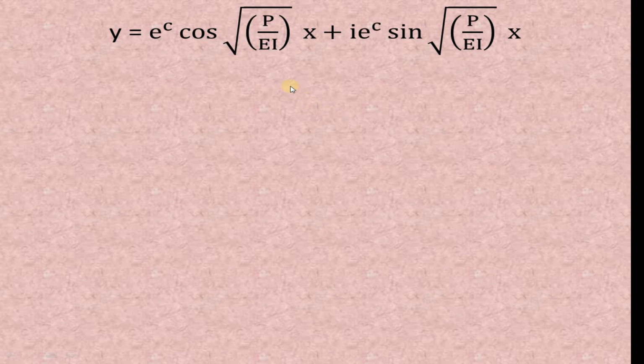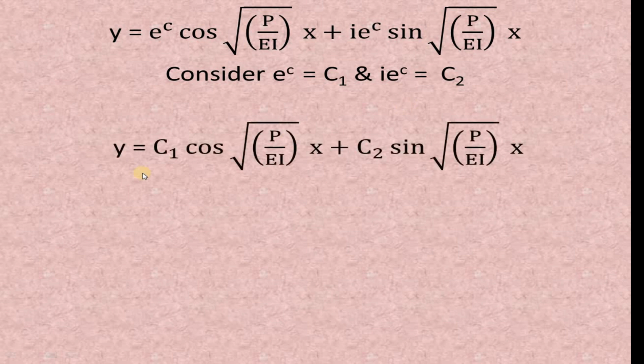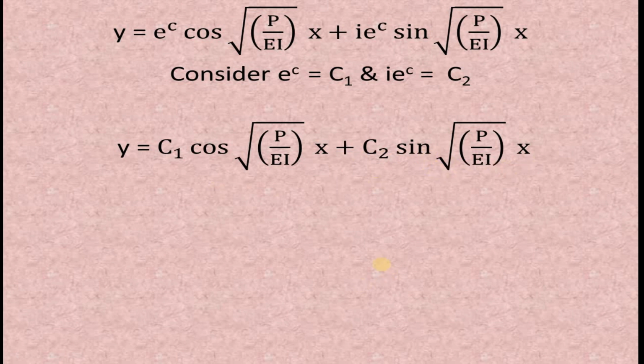Now we will consider e power c as c1 and i e power c as c2, because e power c and i are constants. So we are replacing this e power c as c1 and i e power c as c2. Okay. So the next step will be y is equal to c1 cos square root of P by EI x plus c2 sin square root of P by EI x. So this is the deflection equation for the column which is hinged at both the ends.